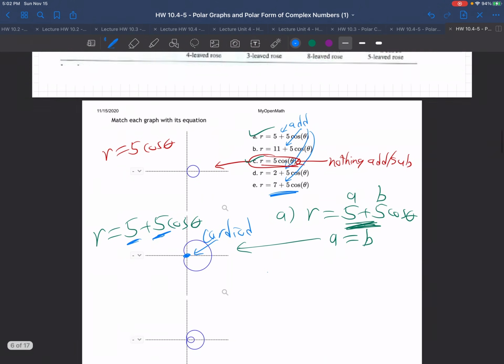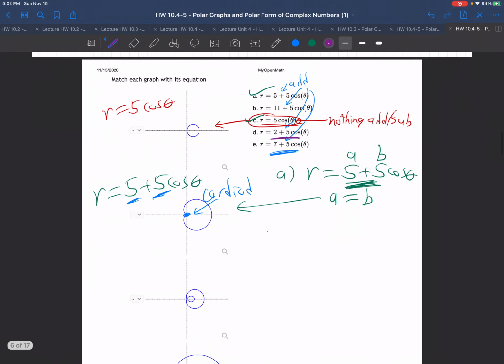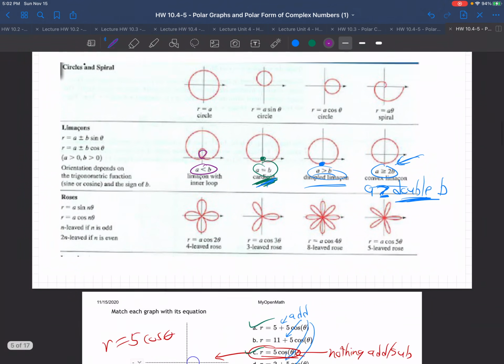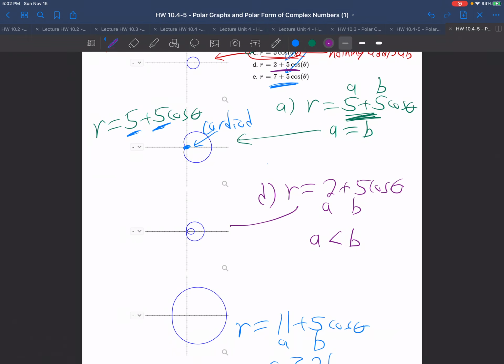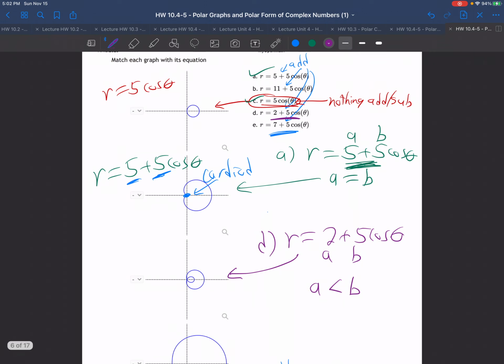All right, we got one more to go. What do we have left? It's this one. Must be this guy here. R equals 2 plus 5 cos theta. This is the A, this is the B. In this case, A is less than B. That's it. A less than B. You get a limaçon with that little inner loop. So that is the little inner loop we've got right there. So we matched them all up just using those notes.